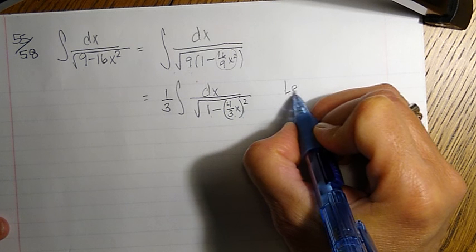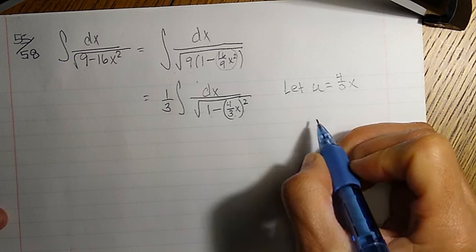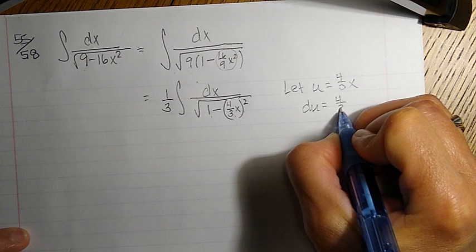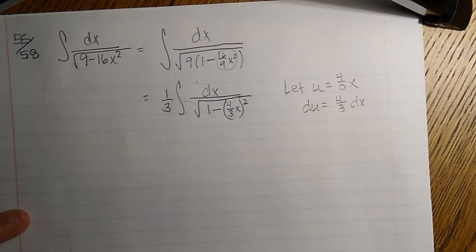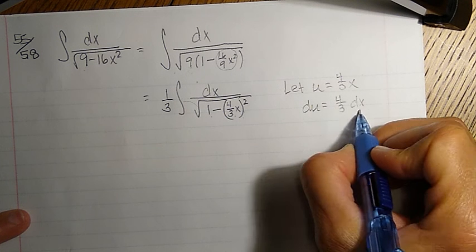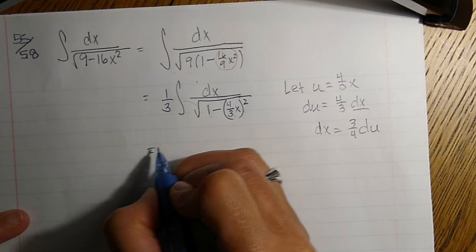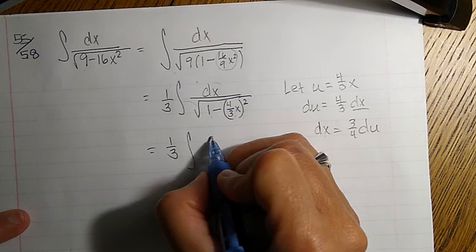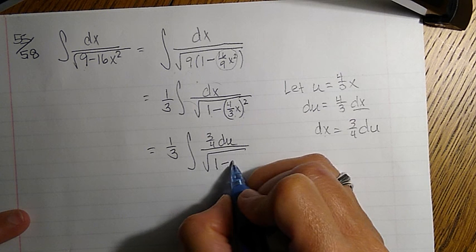If I let u be 4/3 x, then du is 4/3 dx. And so I just need a 4/3 here. There's minor adjustments, and I can get this integral. If I solve for dx, I get dx is equal to 3/4 du, and now I just make all my substitutions. dx is 3/4 du over square root of 1 minus u squared.